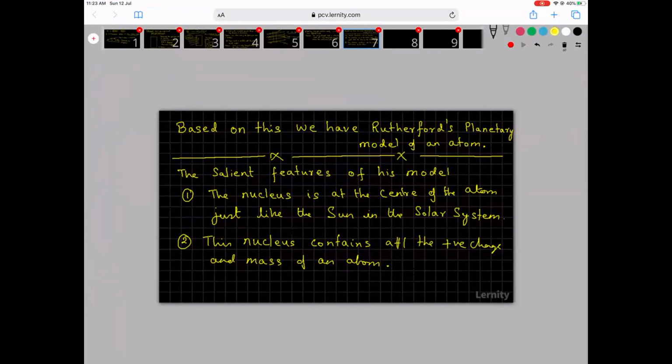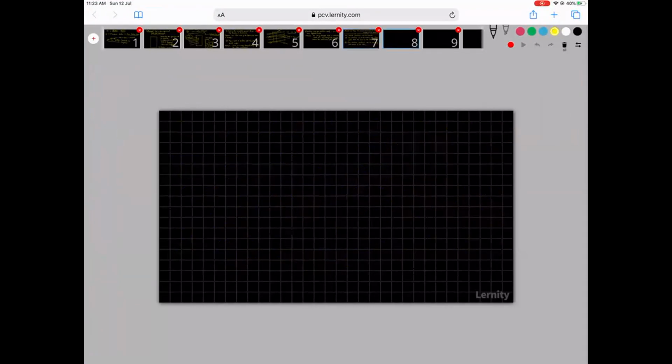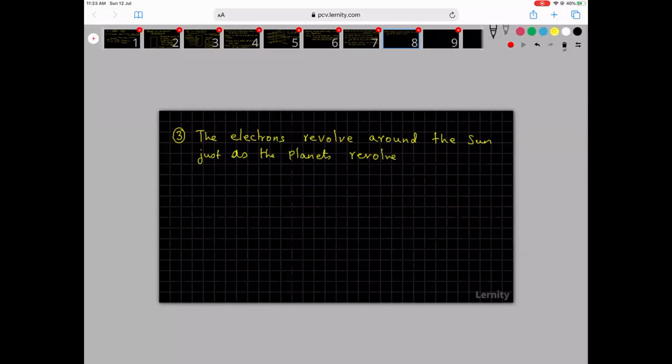Okay, so this nucleus contains all the positive charge and mass of the atom. Then the third point is that the electrons revolve around the nucleus just as the planets revolve around the sun. Because of this, it is called the planetary model of an atom.